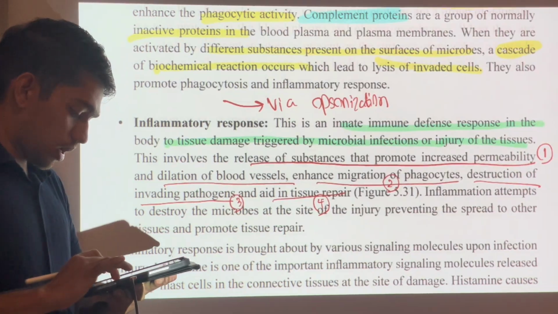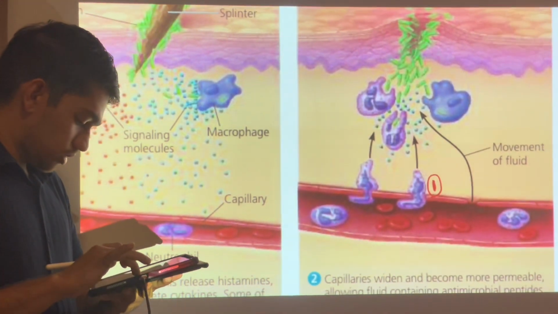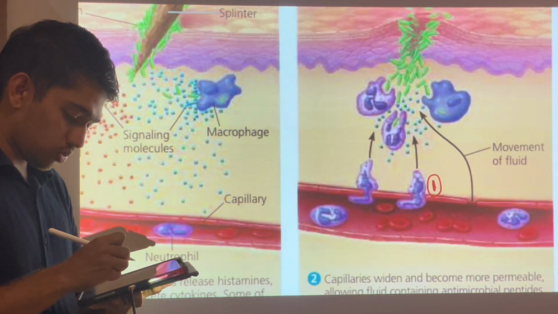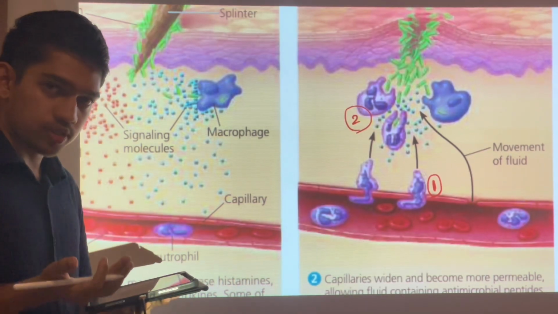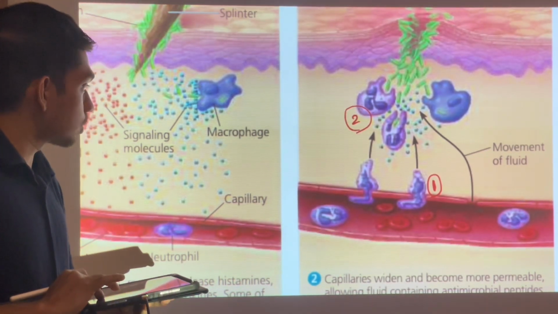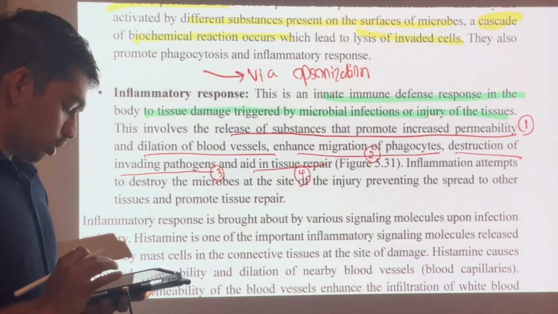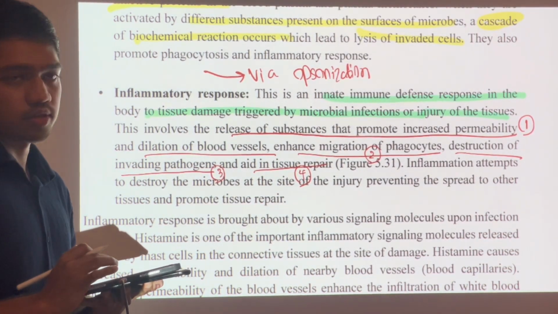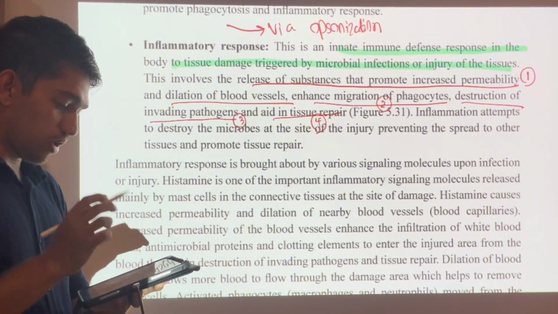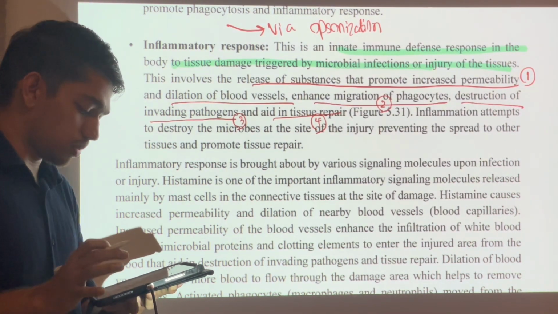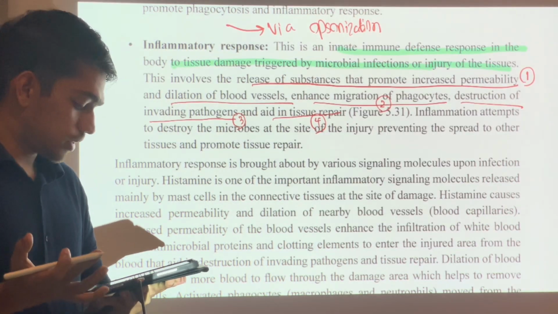Then the second thing, enhanced migration of phagocytes. That is what's happening here, and you can see it's labeled. These are neutrophils, the purple ones. Migration is happening. So the first thing that is going to happen is phagocytosis. Then third, there's going to be destruction of invading pathogens, and the final thing, tissue repair. So this is what I mentioned: the inflammation is trying to localize the problem and prevent it from spreading to other tissues.